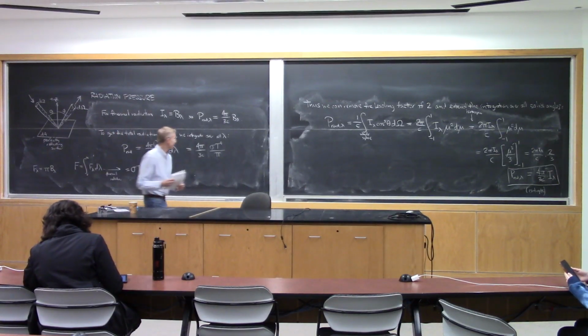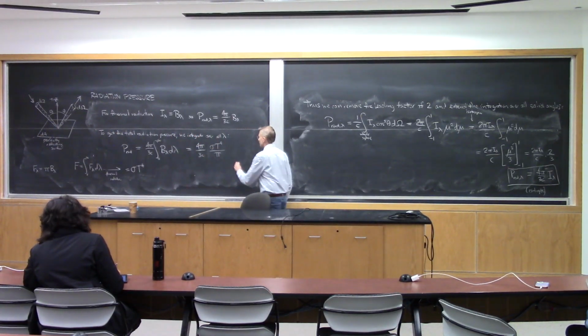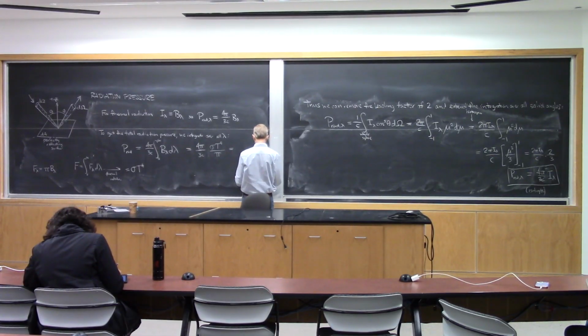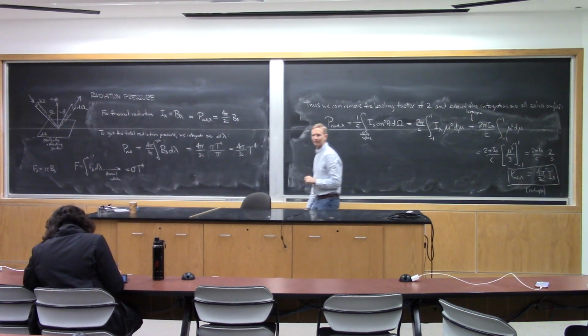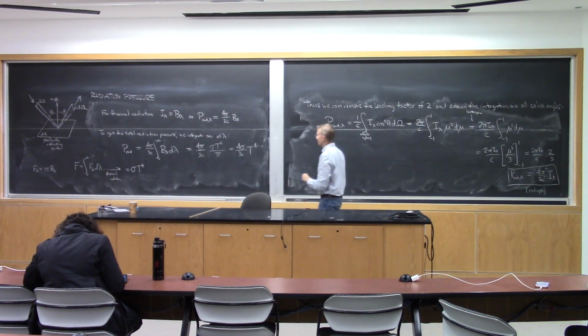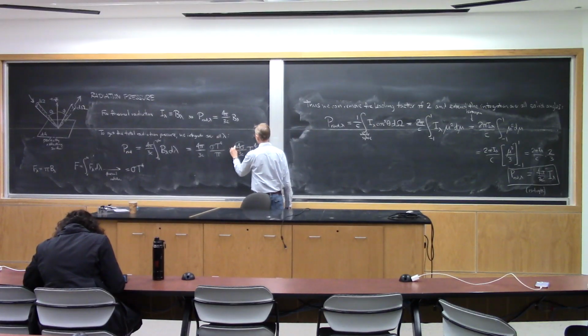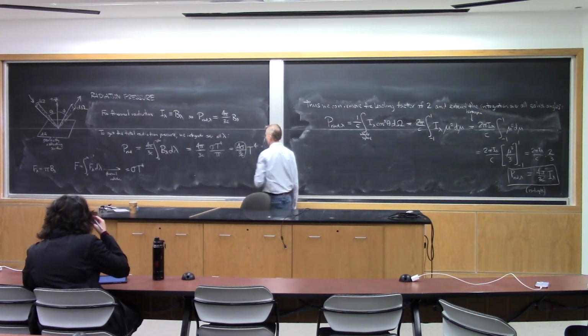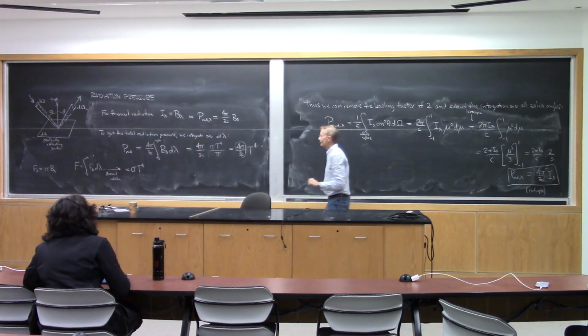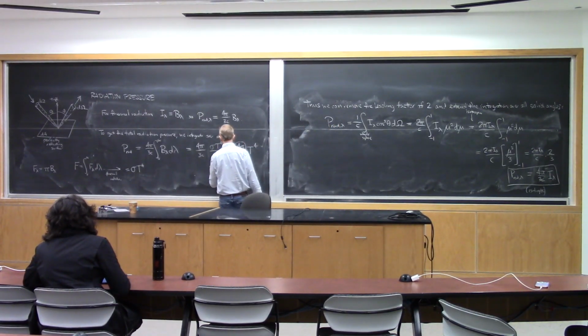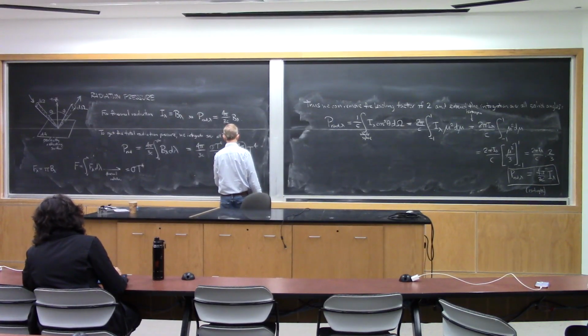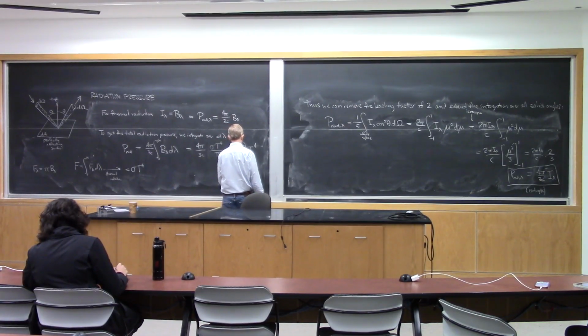Can I simplify this? Yes, the pi's cancel. So we get a result of 4 sigma over 3c times t to the 4th power. But wait a minute. Does anybody remember what we called that combination before? Because we had found before that u was equal to 4 sigma over c times t to the 4th power.